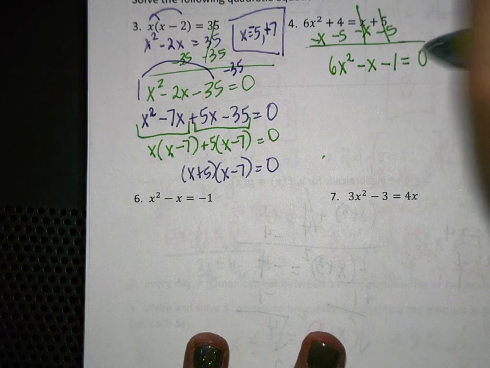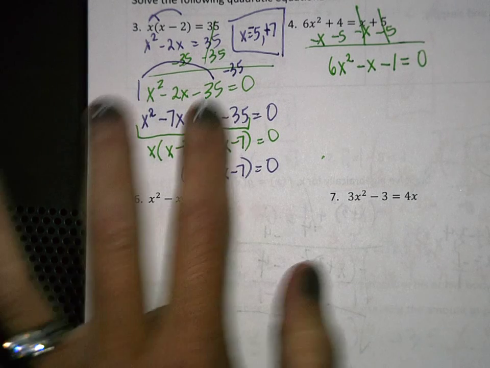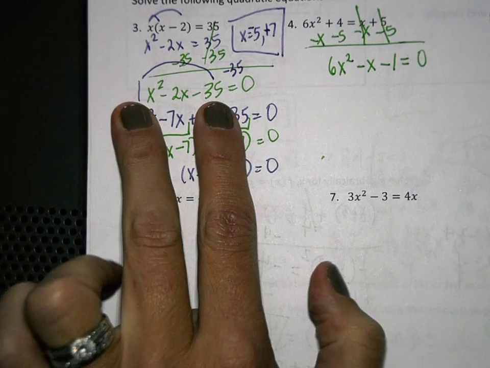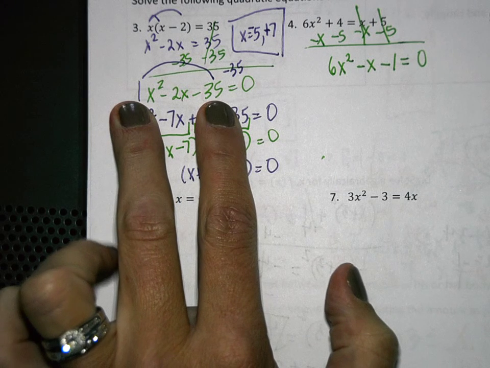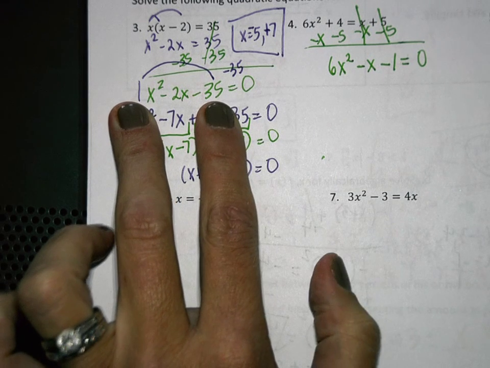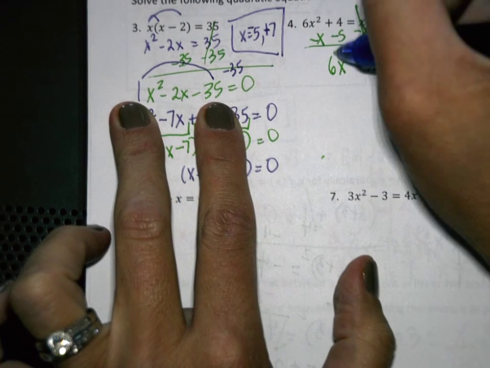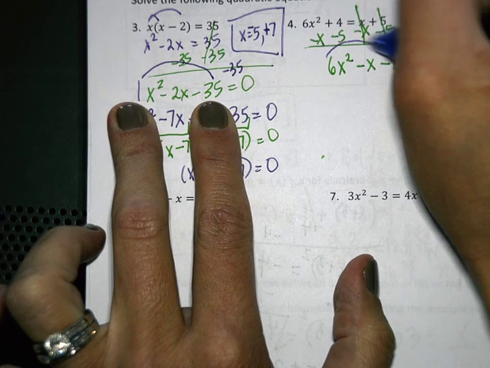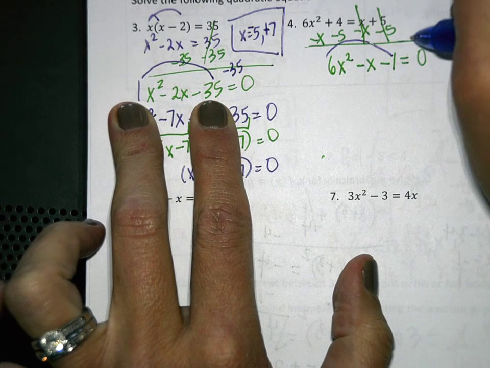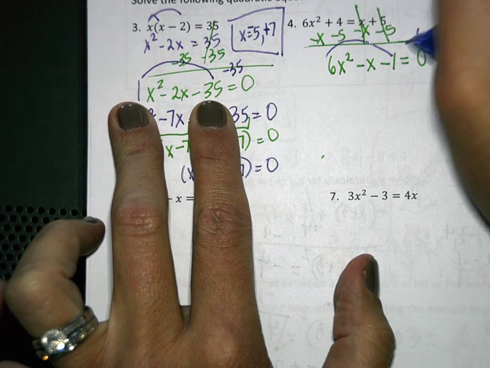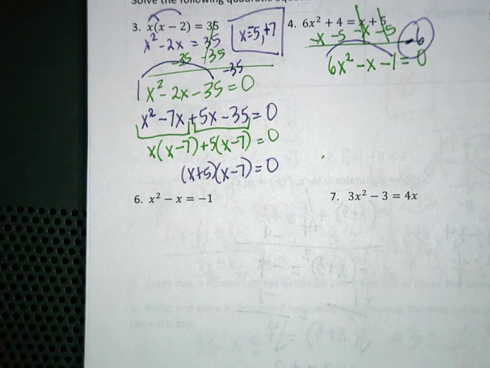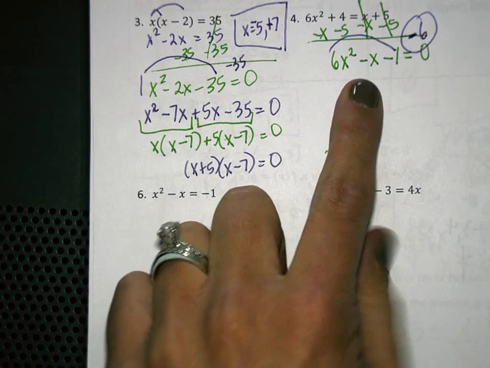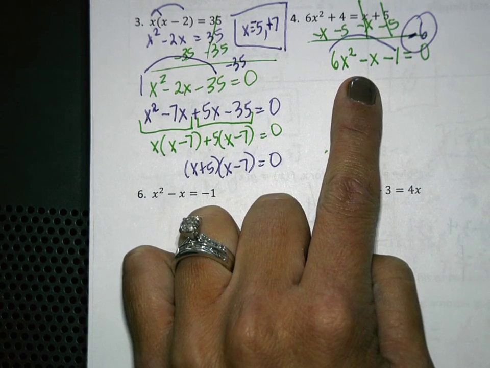Okay. Now, remember how I told you here how we're going to multiply the first and last term together? Correct? So we're going to do the same thing here. 6 times negative 1 is what? Negative 6. So negative 6 is the number I'm multiplying to be. And what number am I adding to be? A negative 1.